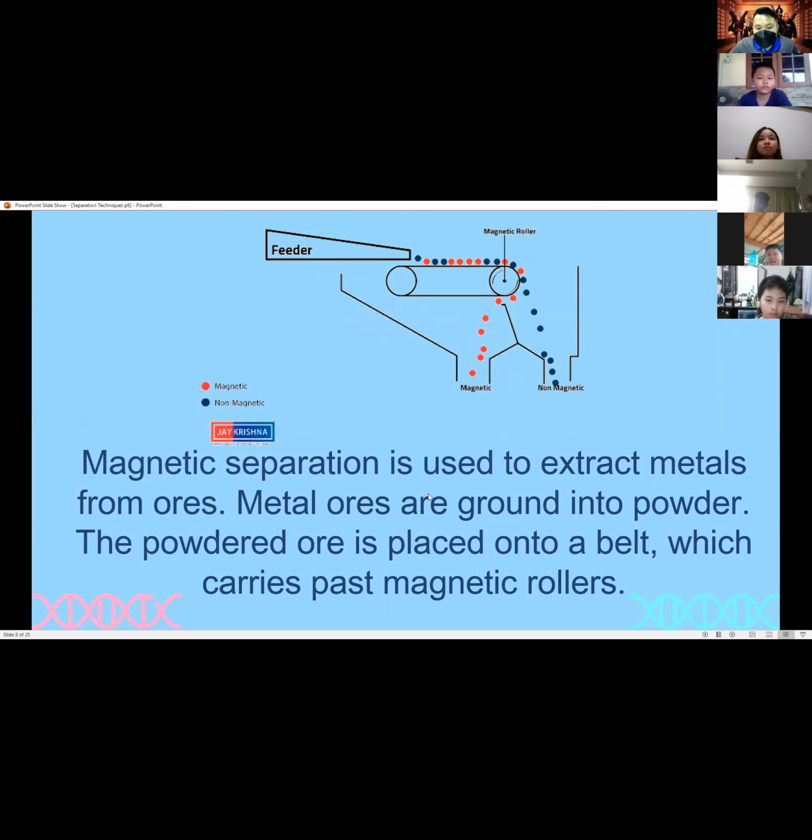So magnetic separation is used to extract metals from ores. Metal ores are ground into powder. The powdered ore is placed onto a belt which carries it past magnetic rollers.